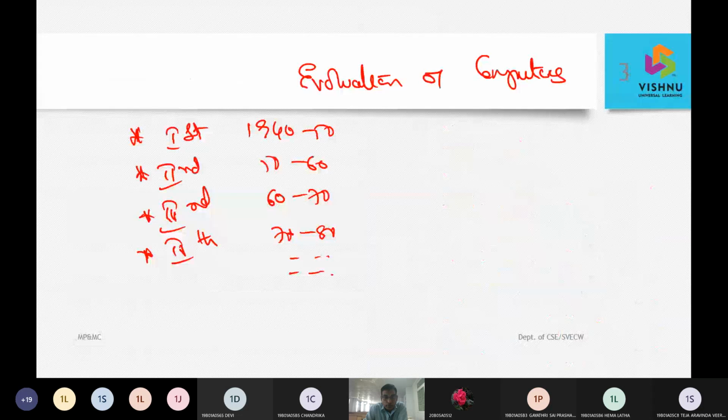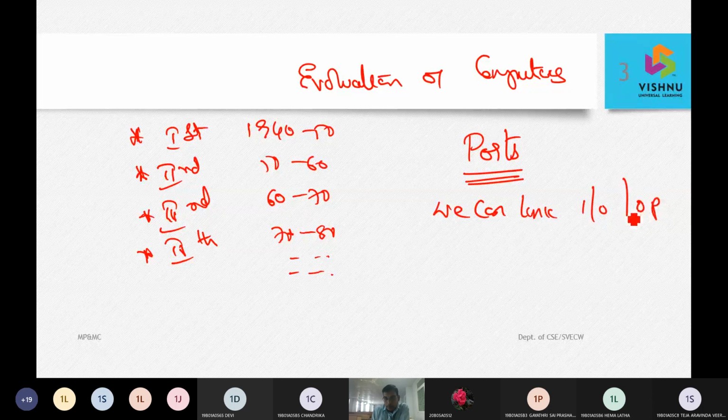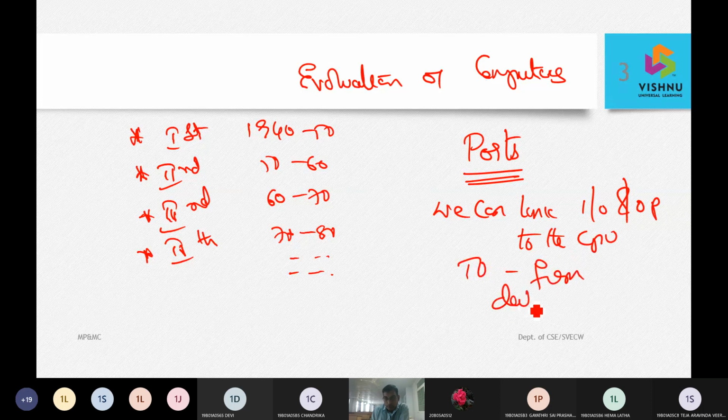Before we look into the microprocessor, there is one more word called ports. A port is a location where we can link the input and output devices to the CPU, so that they can make to and from data transfer.